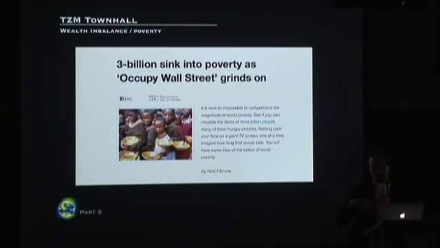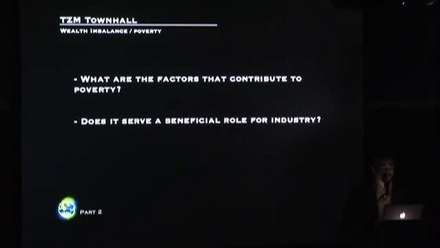As Gandhi stated, the most deadly form of violence is poverty. And the question is why? I would like to actually ask 2 questions to support the why factor. What are the factors that contribute to poverty and deprivation? And 2, does the existence of poverty and deprivation serve a beneficial role with respect to our current economic model?